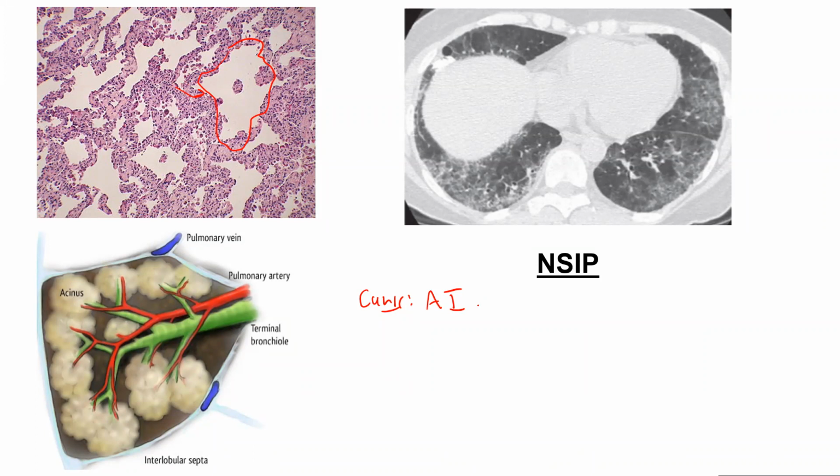Other causes that can cause this pattern are drugs, and lastly, HIV. And this alveolar wall inflammation will do a couple things.